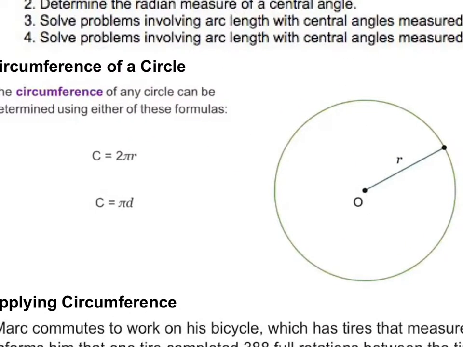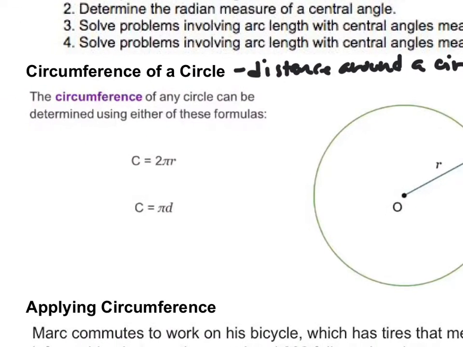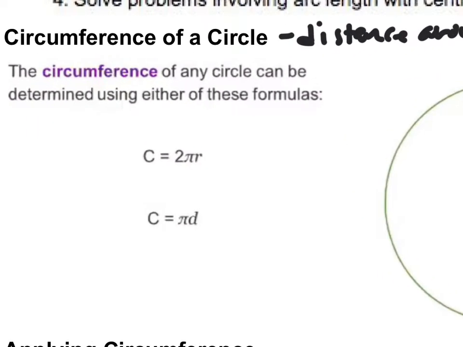So the circumference of a circle, remember that circumference is the distance around a circle, okay? And the way we do that, we have this formula. C is equal to 2 times pi times your radius. Now you can also do C equals pi times diameter. And the reason is because the diameter is equal to 2 times the radius.